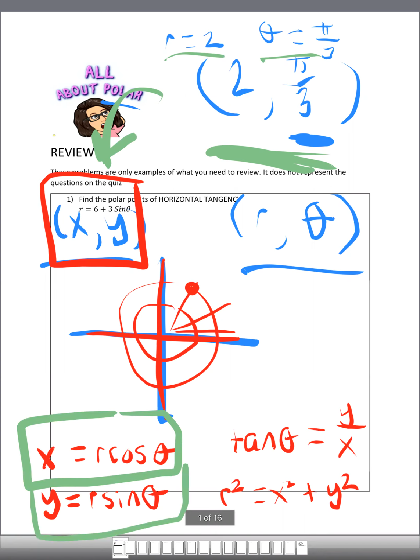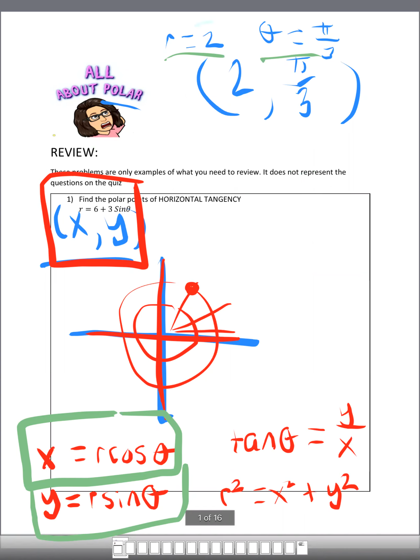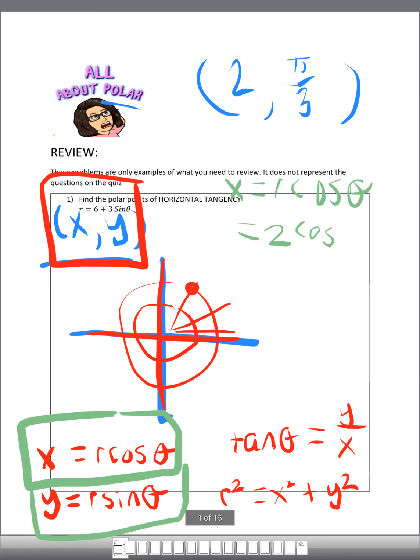So what I'm going to do is erase what's on the top because it's kind of jumbled up, and then convert. Let's figure out what X is. X is equal to R cosine of theta. We know that R is equal to 2, cosine of theta, theta is pi over 3. 2 times cosine of pi over 3. That should be 1/2. And then we get that our x is equal to 1, right? So we already know this part over here.